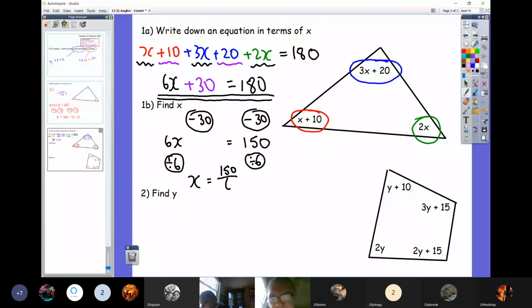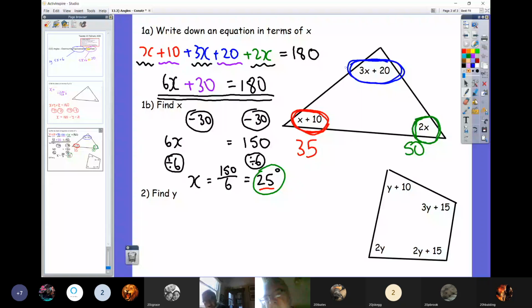If they'd asked, I could now have gone on and worked out what all those angles were, couldn't I? That one in red is x plus 10. Well, I've just worked out x to be 25, so that one would be 35. The one in green is 2 lots of whatever x is, so 2 lots of 25, which is 50. And the one in blue would be 3 lots of whatever x is, so that's 75. Add 20, that would be 95. And then, of course, I could check my answers, couldn't I? Those three angles must add up to 180, and I think they do.